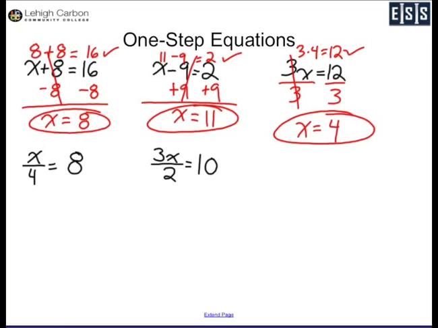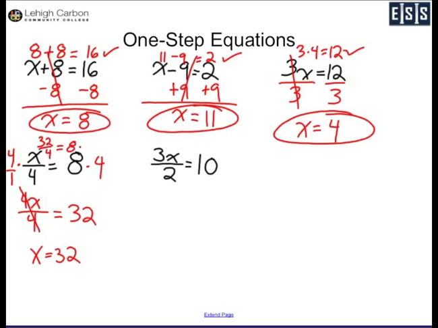Next we have x divided by 4 equals 8. To undo dividing, I'm going to multiply. I'm going to multiply both sides by 4. Here you can write just 4 times x over 4, or if you want it, you could put this over 1. Then you'd get 4x over 4. 4's cancel. 8 times 4 is 32, so x is 32. If I check that, 32 divided by 4 equals 8. That works. I have my answer.